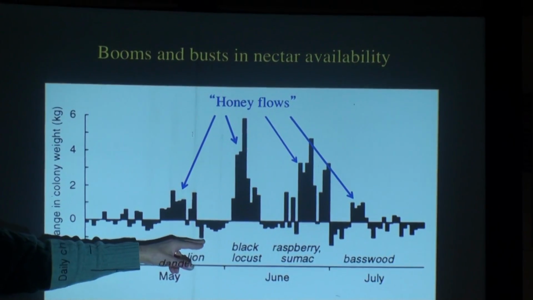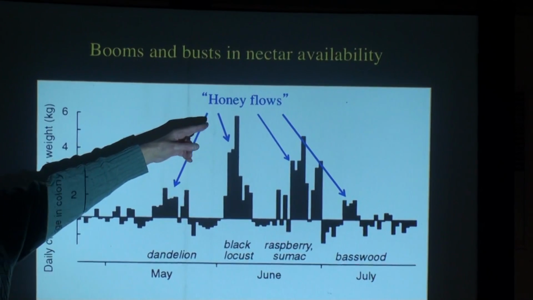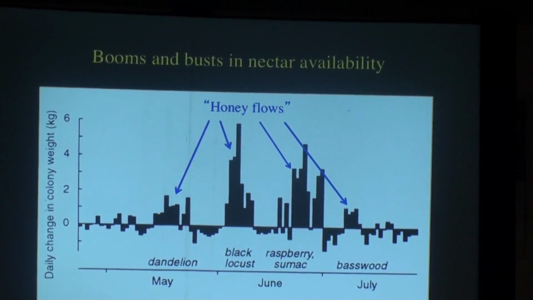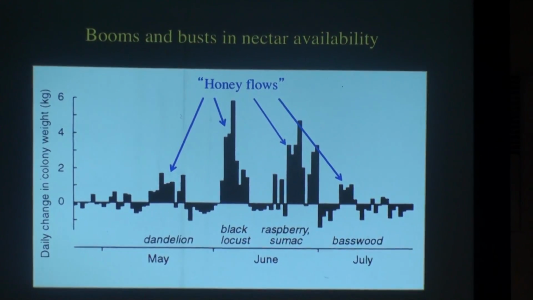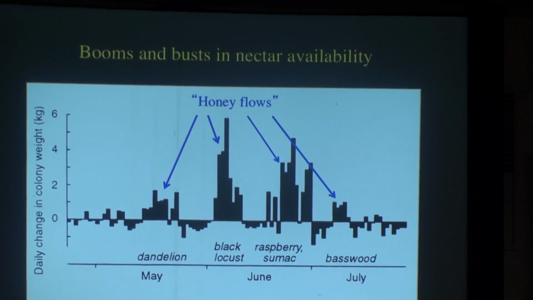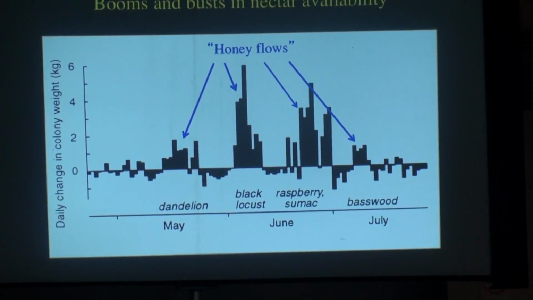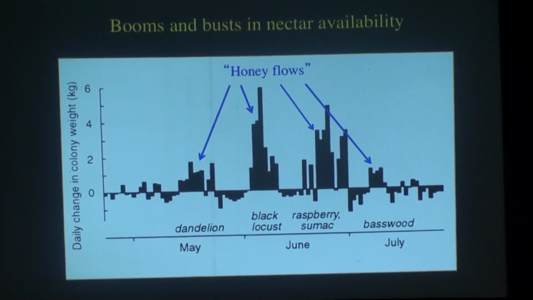And there was a dearth. Black locust came into bloom. There was one day when the colony on this scale gained over 12 pounds in a day, and so forth. And it jumps around. Every day is different. And some of that variation is because it gets raining, and there's just nothing available. So that's a big problem for the bees.